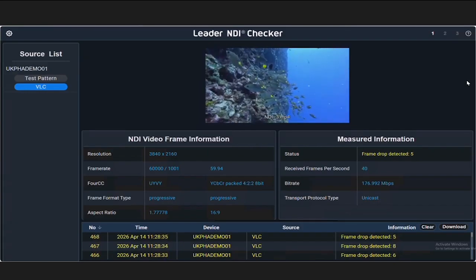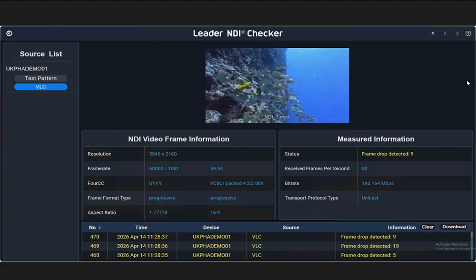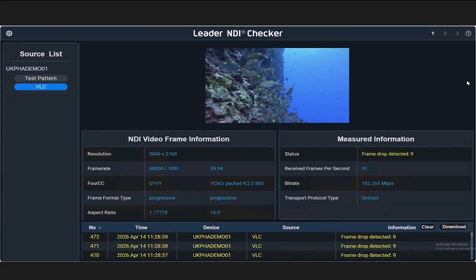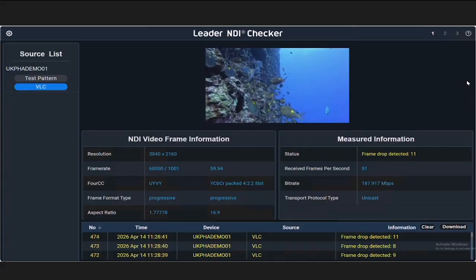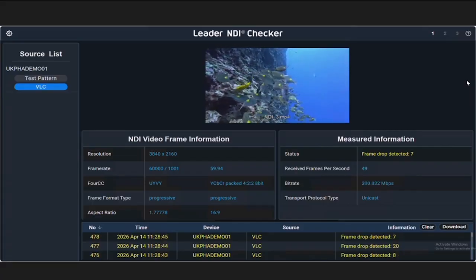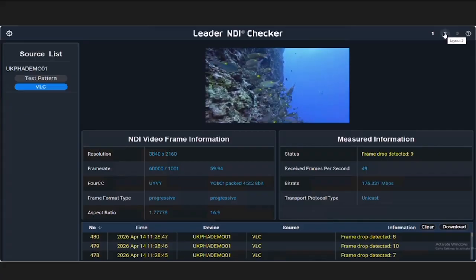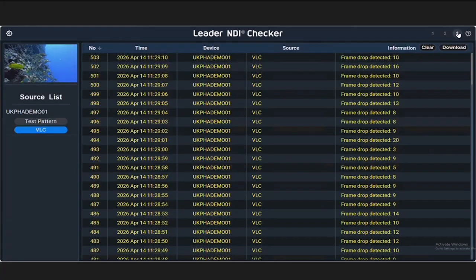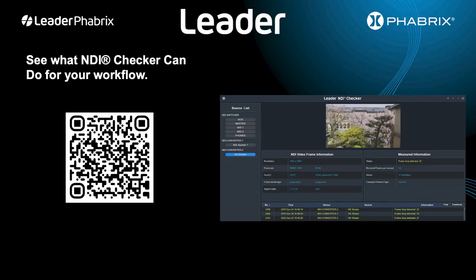NDI Checker enables your team to detect issues before they become problems, maintaining optimal signal quality and ensuring flawless delivery during your most critical productions. With intuitive visualization tools and powerful diagnostic capabilities, NDI Checker transforms complex network data into actionable insights.